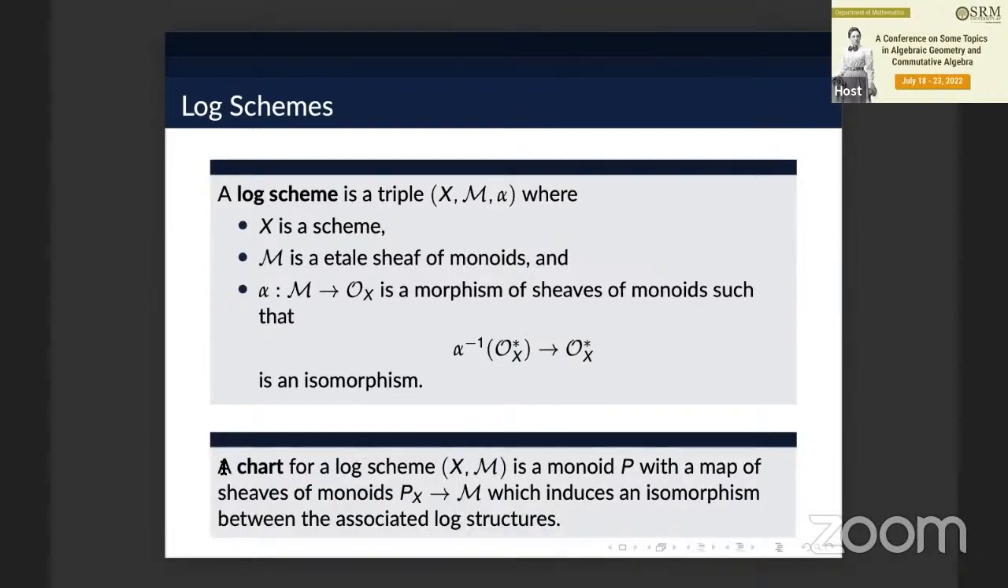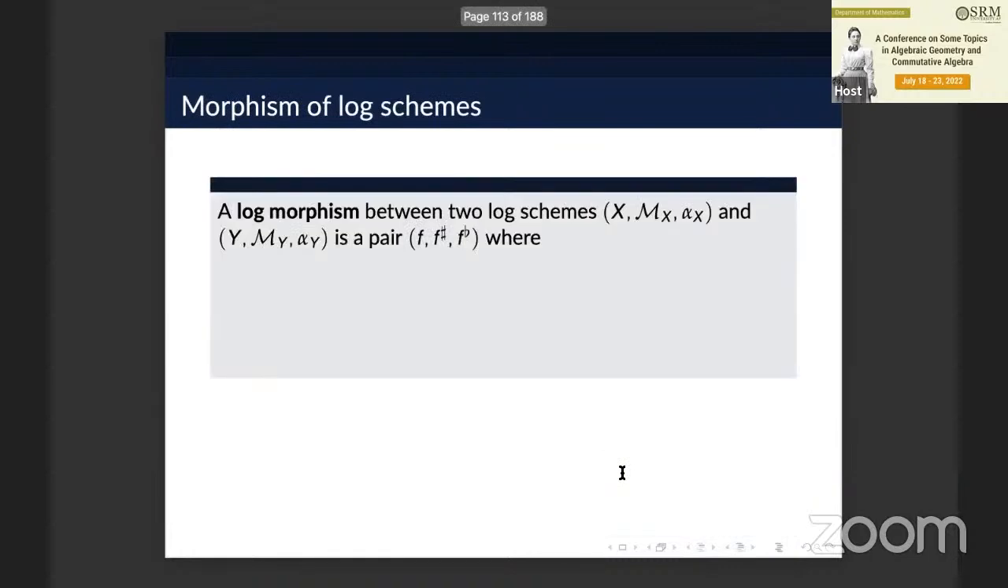Okay, a chart for a log scheme is a single monoid P with a map of sheaves of monoids from the constant sheaf of monoids given by this monoid P. A chart is a map of sheaves of monoids P_X to M, which induces an isomorphism between the associated log structures. So basically the log structure locally should be given by the constant sheaf of this monoid. We'll see examples of this.